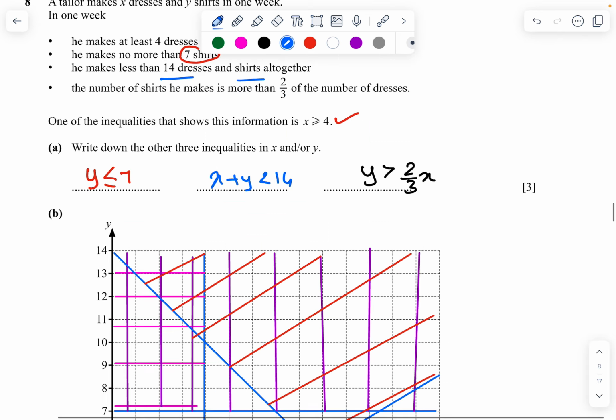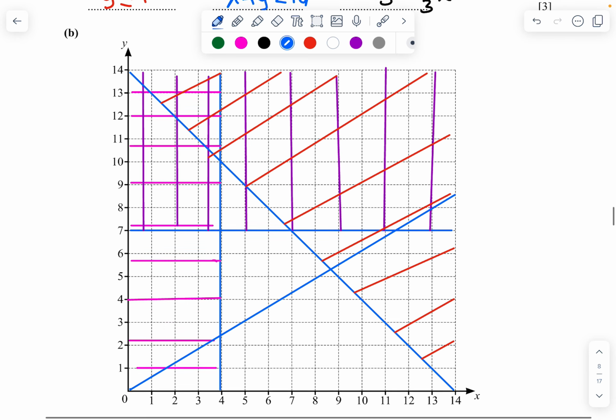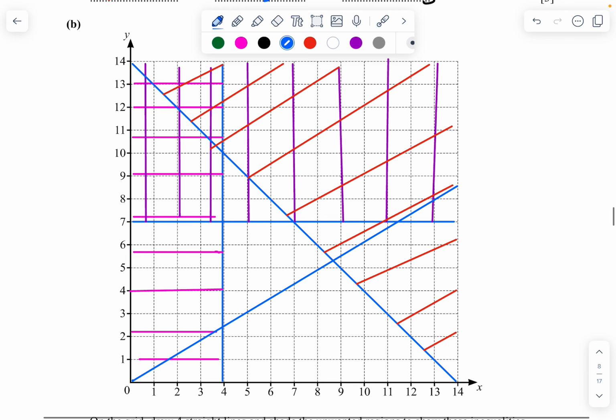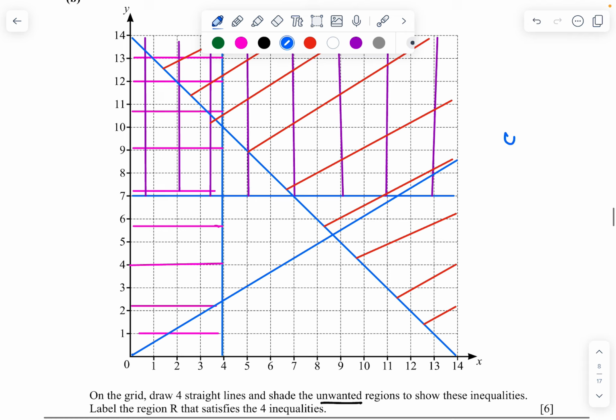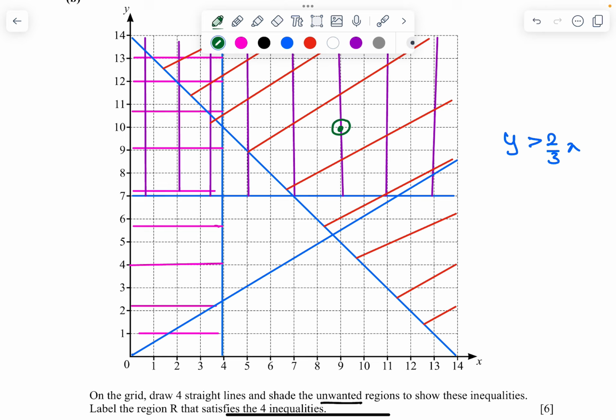Now y is greater than 2 upon 3x. So randomly I take any one point, maybe over here, 9 comma 10. I take this point 9 comma 10. Is 10 greater than 2 upon 3 times 9? 10 is greater than 6, which is correct. So that's the wanted region.